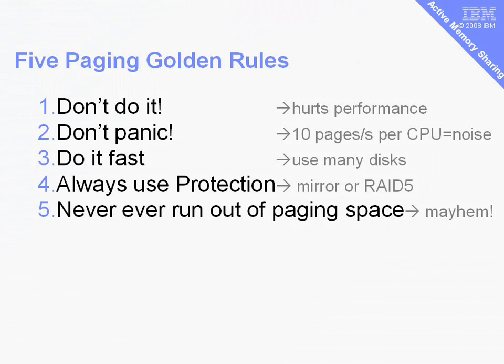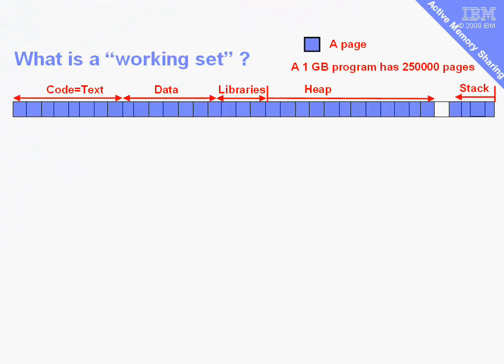So we're going to use lots of disks, do that paging very fast, and we can get through glitches in paging without any damage to performance. Always use protection, either mirroring at the AIX level, or we can use RAID 5 down on the disk subsystem. And never ever run out of paging space, because mayhem is the result of that. Now there is another term that we want to explain.